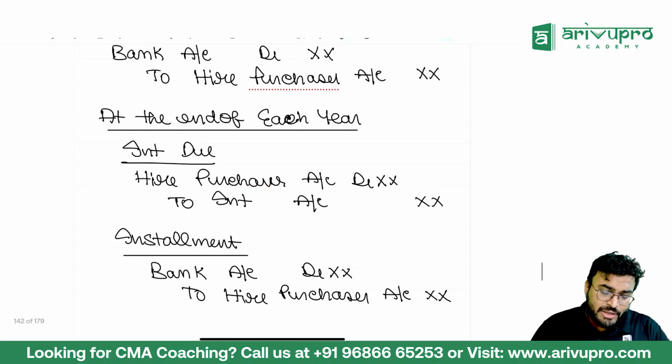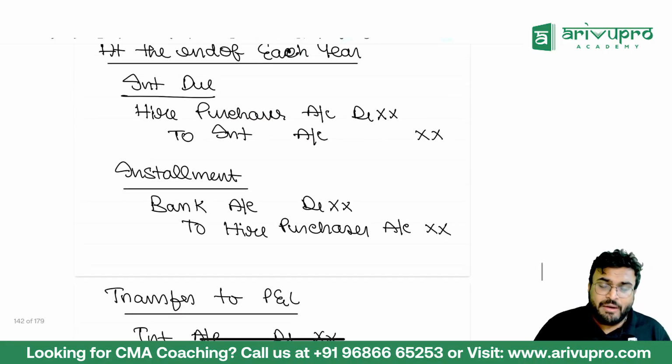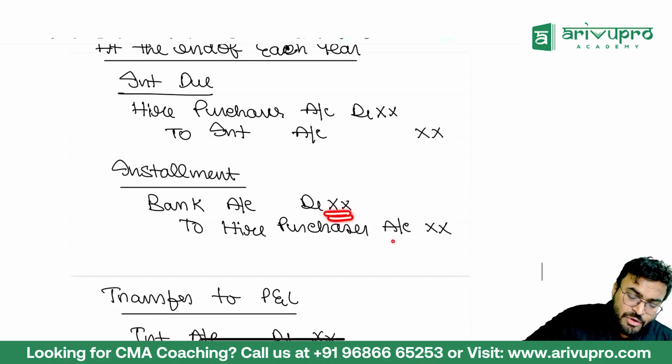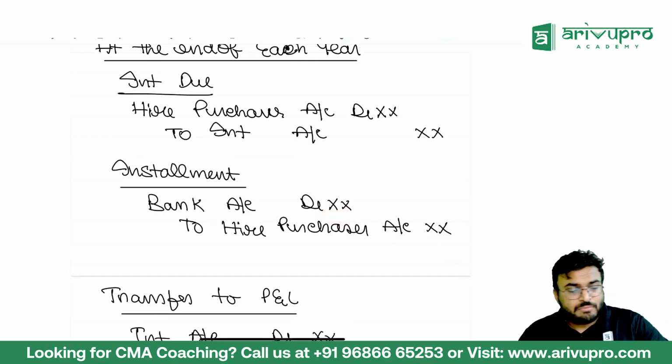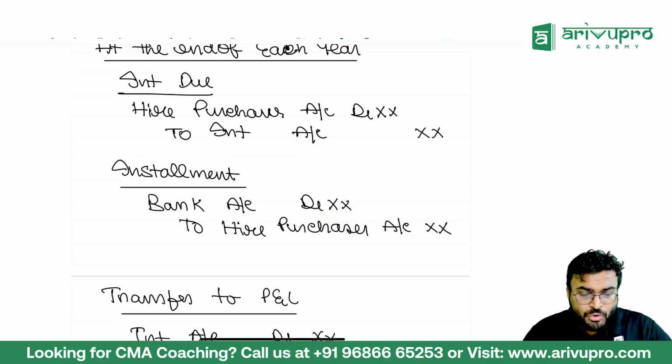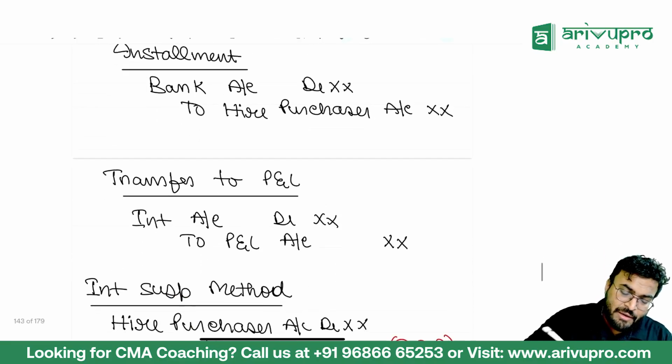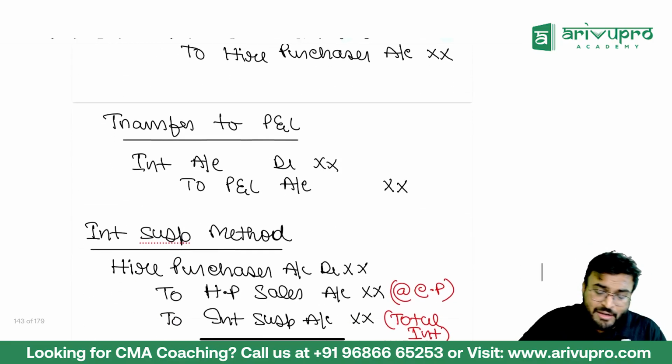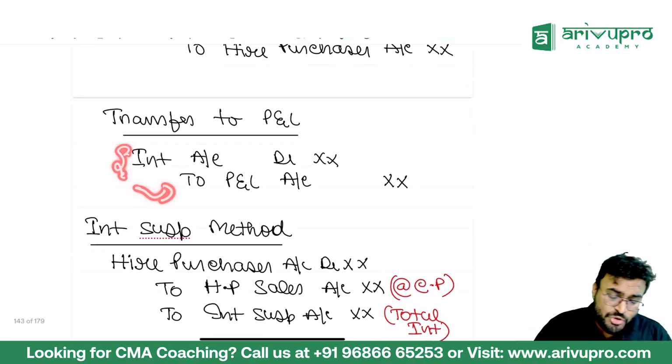Now we are going to record the installment. What is the entry for installment? Bank account debited to hire purchaser account. You are getting money. Transfer to P&L: interest is an income. Interest account debited, you are transferring the interest to P&L.